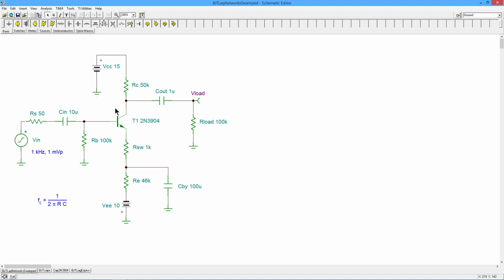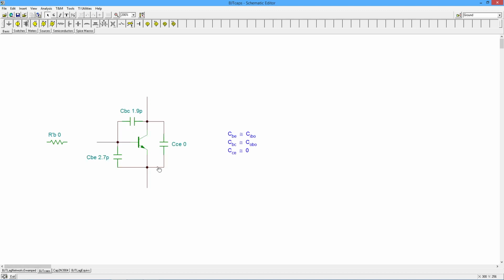All right. Well, you can go and get a data sheet. You find something like this. Here's my little model of 3 little capacitors. So I've got a base to collector capacitance, a base to emitter capacitance, and a collector to emitter capacitance. You won't find these terms, CBC, CBE, on a data sheet. You will find something else. You'll find something called CIBO and COBO. Those are the typical names.